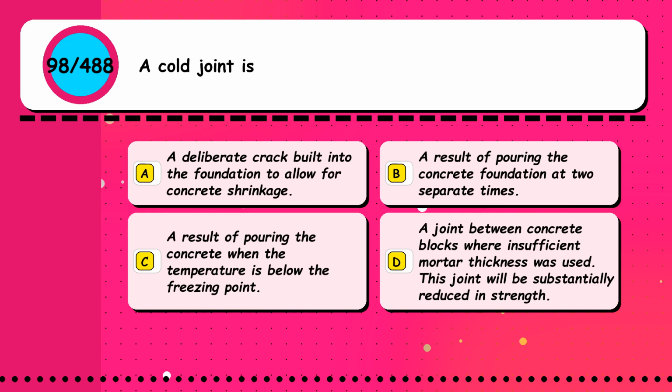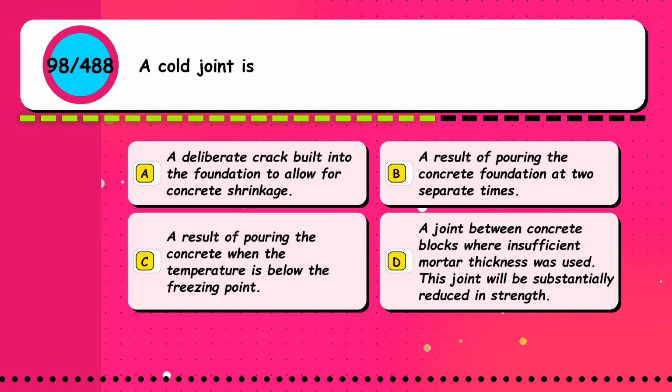Question 98. A cold joint is: Option A, a deliberate crack built into the foundation to allow for concrete shrinkage. Option B, a result of pouring the concrete foundation at two separate times. Option C, a result of pouring the concrete when the temperature is below the freezing point. Option D, a joint between concrete blocks where insufficient mortar thickness was used. This joint will be substantially reduced in strength.